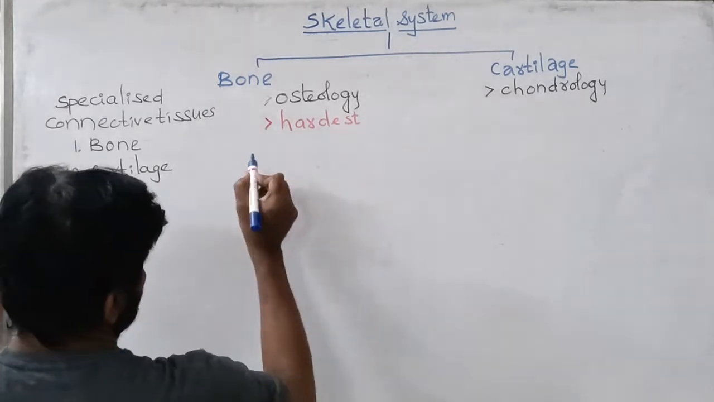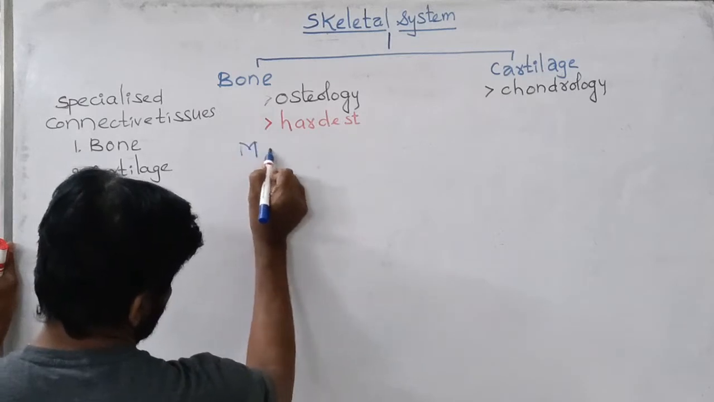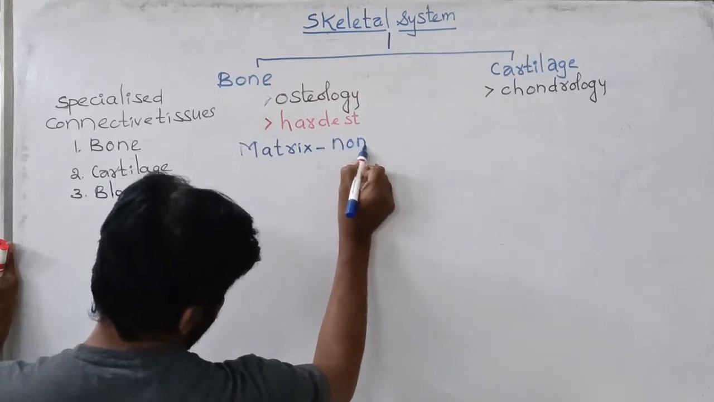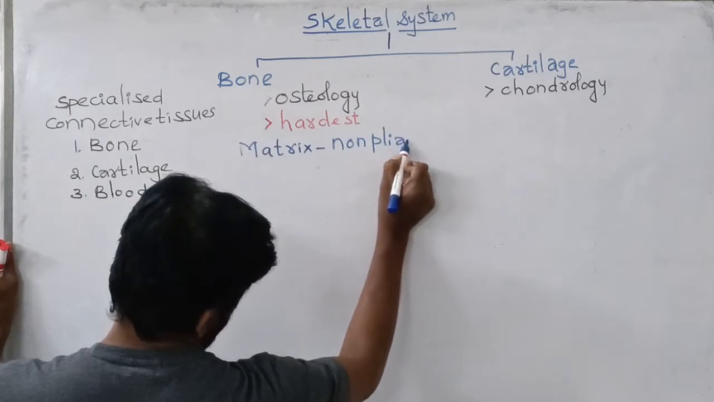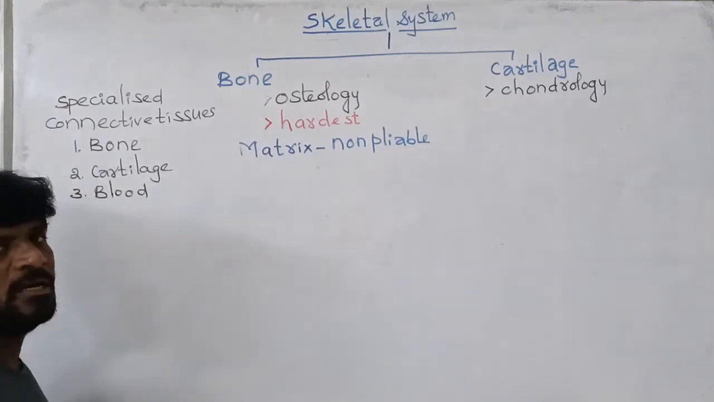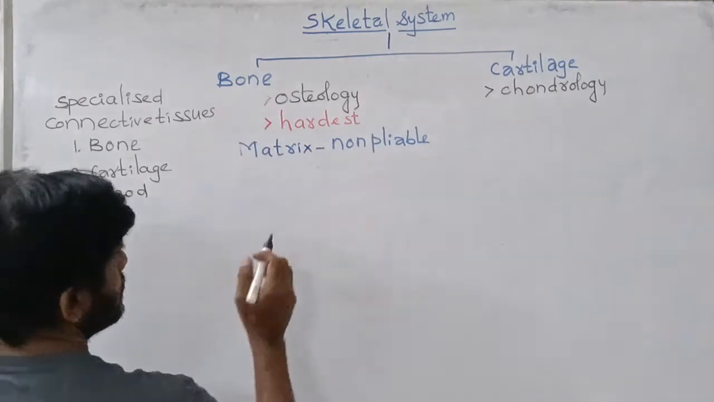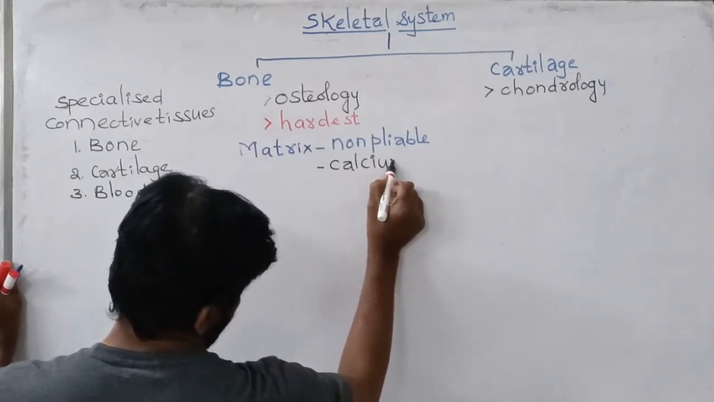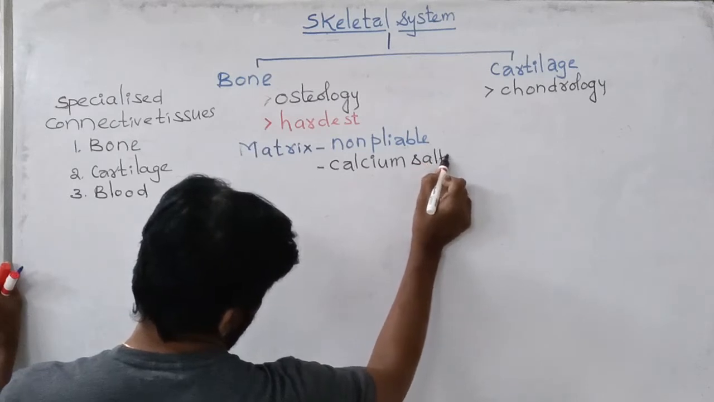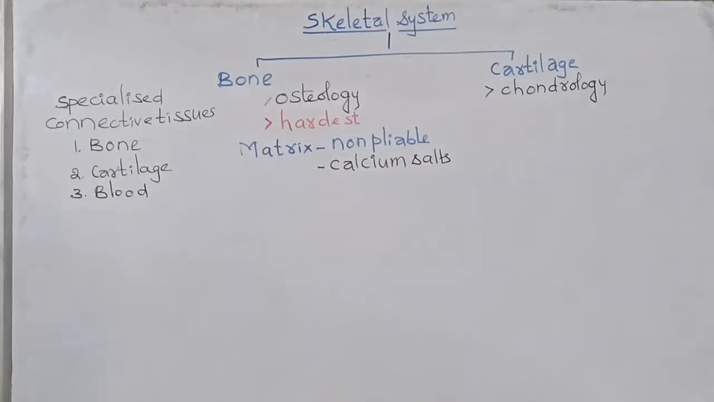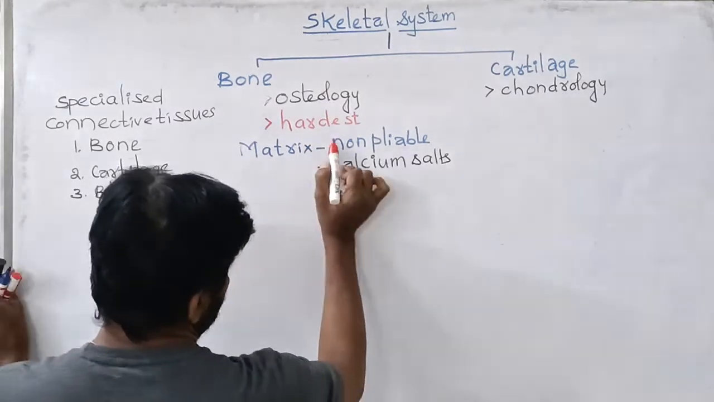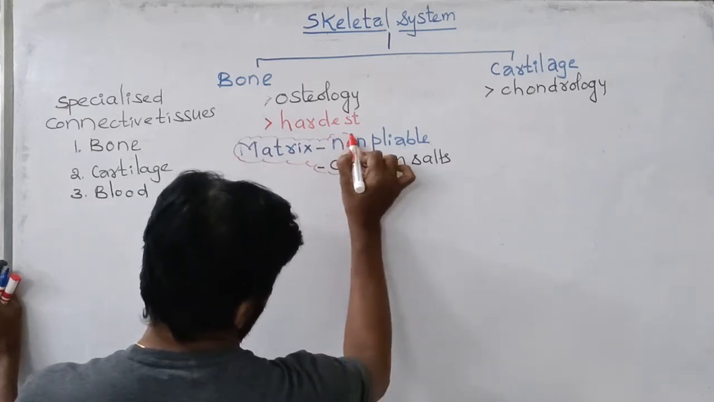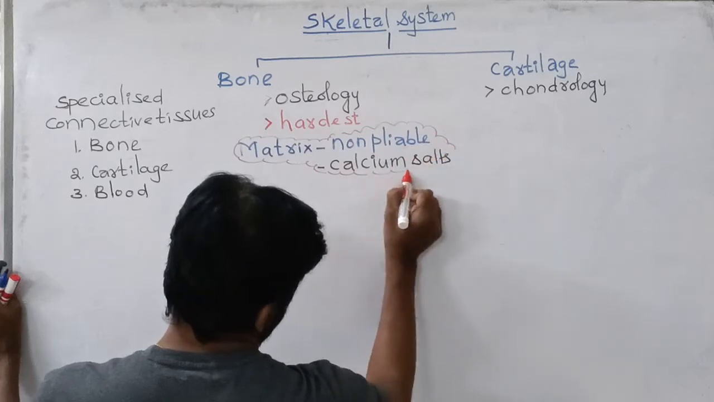So bone matrix is very important. Matrix of bone is non-pliable. Matrix is very hard, it is non-pliable because bone contains the calcium salts. Due to the presence of the calcium salts in the bone, matrix is non-pliable. It is most important. Bone matrix is non-pliable because of the calcium salts.